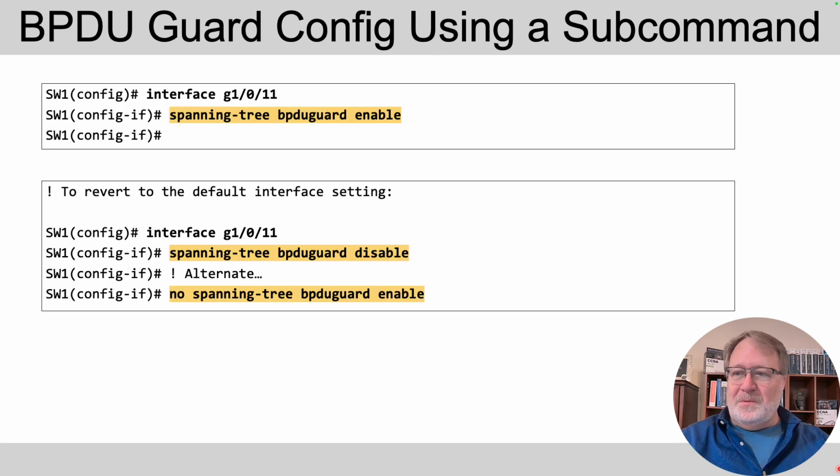To hit the highlights of the implementation, to enable BPDU Guard on an interface with an interface subcommand, you get into the interface's config mode and type spanning-tree bpduguard enable. It's off by default, so that enables it. If you want to revert back to the default of not using BPDU Guard, you've got two options, and you see those down here. spanning-tree bpduguard disable, or no with the same command: no spanning-tree bpduguard enable. So both of those disable BPDU Guard.